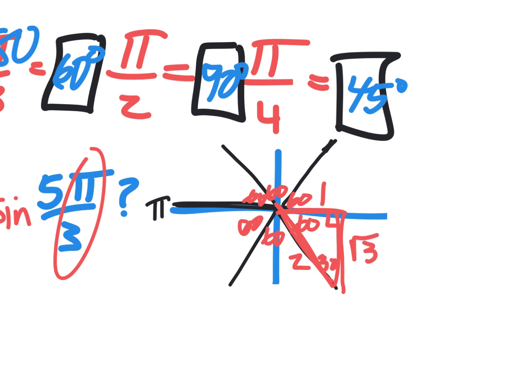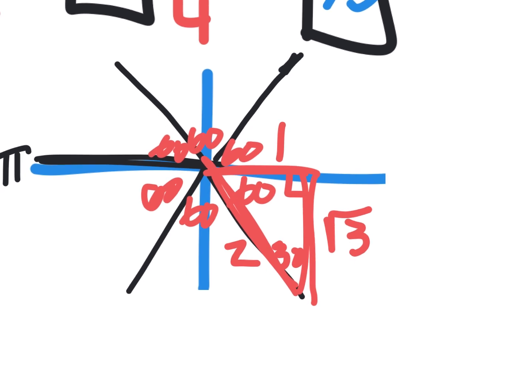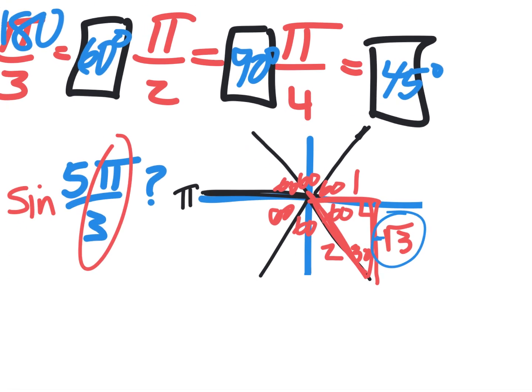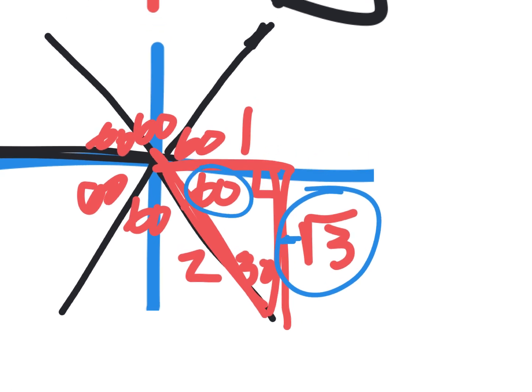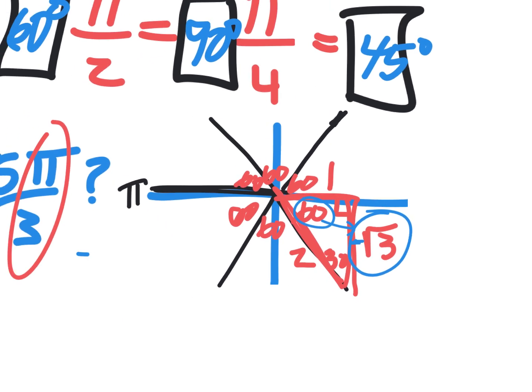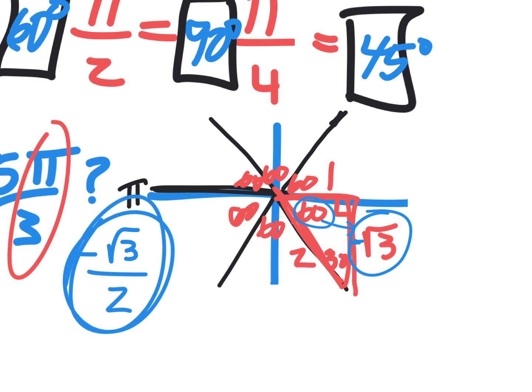Now, is there one of them that's negative? Yep, this one's negative, right? Here, I'll change the sign to make it pop. Negative root 3. And then sine is opposite over hypotenuse. Opposite from what? Opposite from this. All right, opposite is that. So negative root 3 over hypotenuse is 2. Is the hypotenuse ever negative? Nope. So it's positive 2. So there is my answer.